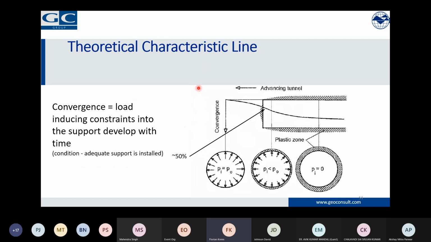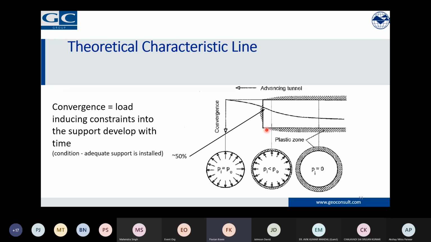and that can be best explained by this, it's called the theoretical characteristic line, because the convergence is basically a load-inducing constraint. In the virgin ground, all our stresses are initial stresses, and then when we have an excavation, the stresses around this boundary will become less and less. And even at the face, we have already about 50% of the displacement.